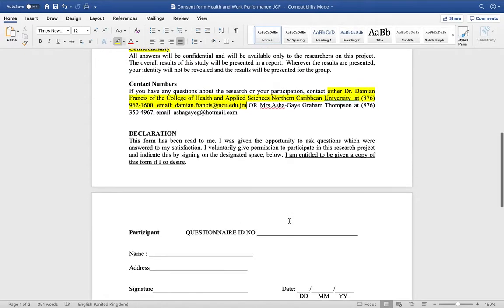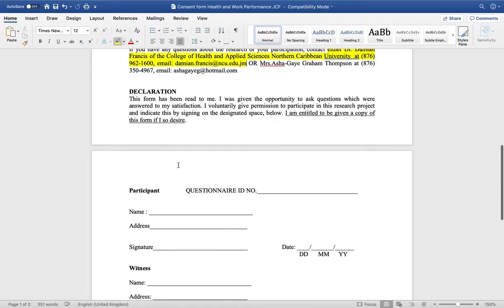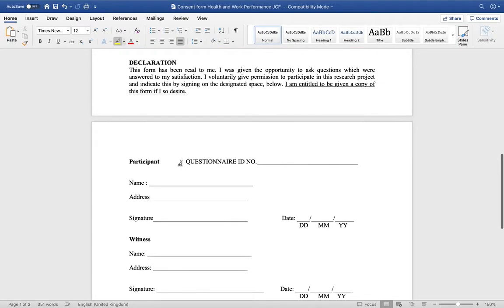One of the other things that is very important is the declaration. And we spoke about the declaration in our lecture, in that this is where you are declaring that the person has read and understood and is voluntarily giving permission to participate in the study, and ensuring them that a copy of the consent form will be given to them if they so desire to take one.